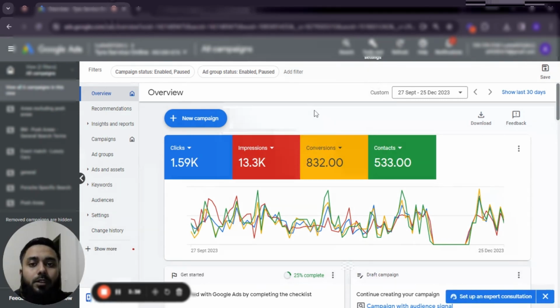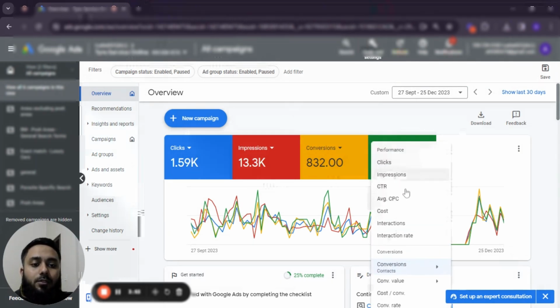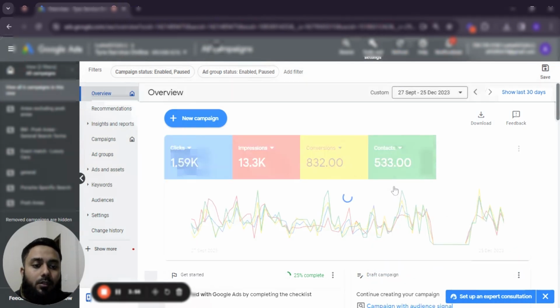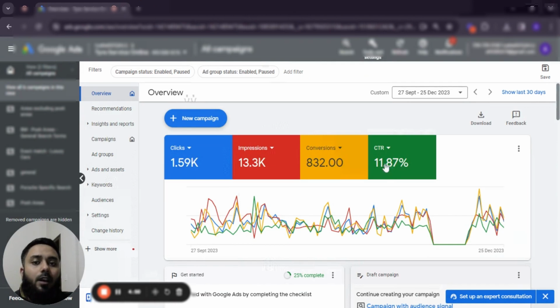So now let's talk about the ad structure. I have created two ads per ad group and I have two campaigns. So I am creating highly targeted ads for campaigns and my click-through rate is almost 12%. So I have a good click-through rate.